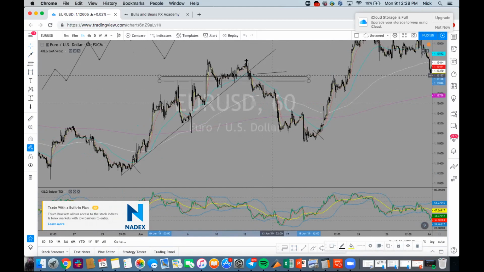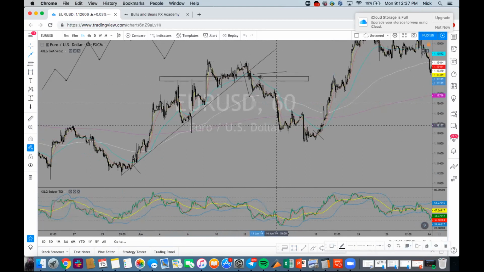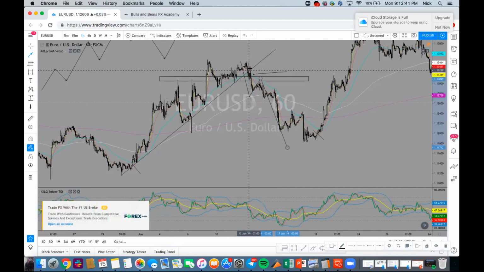Break and retest. And then there's the support zone right here that price broke through as well. Break, retest. Okay. So there were two possible entries on this trade. You could have done it off the break and retest of the trend line, or you could have done it off of the break and retest of the support zone.